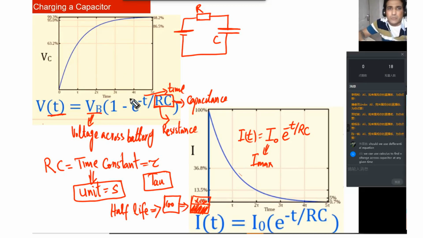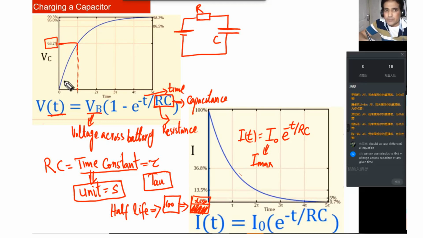So in this case, what is the time constant telling us? Time constant is telling us that in one time constant, it will charge to 63.2% of the final value.